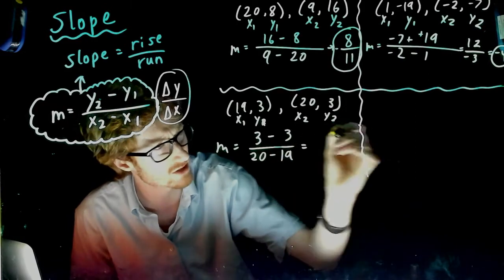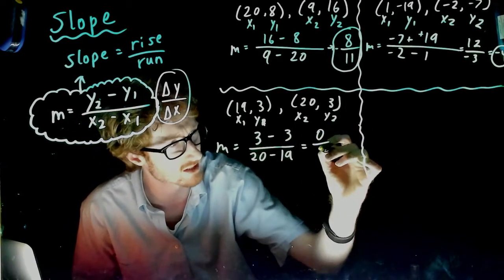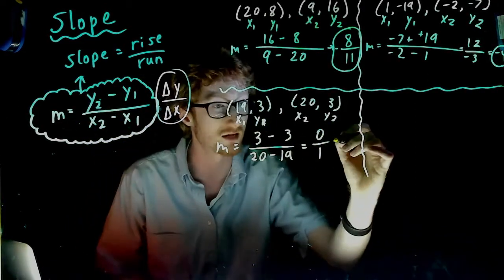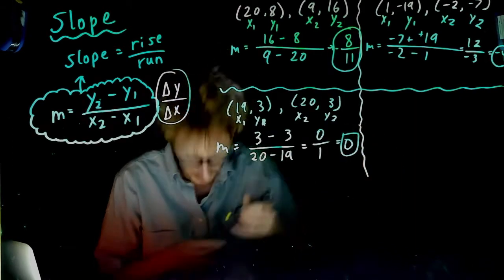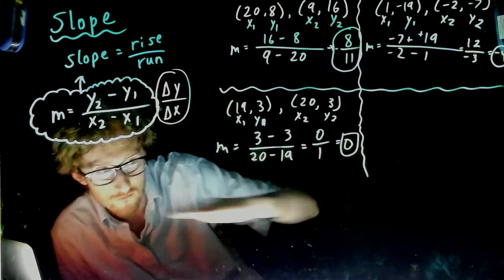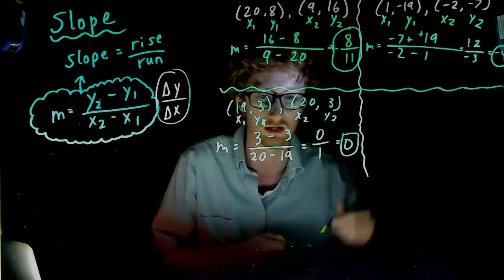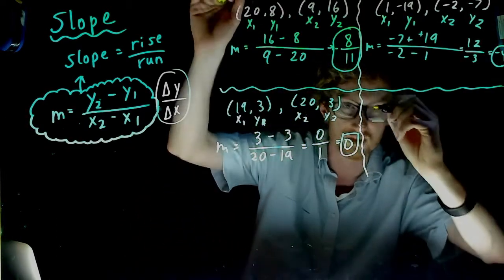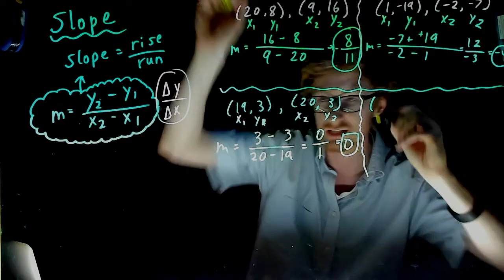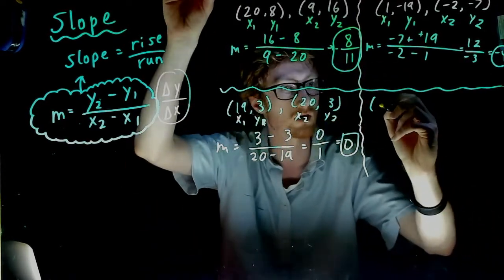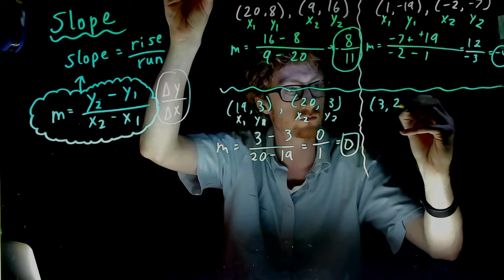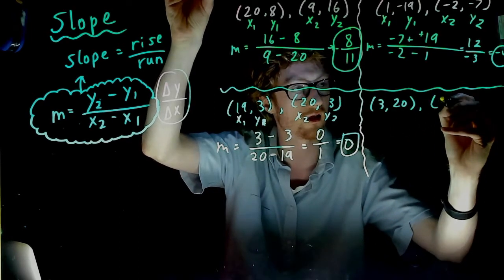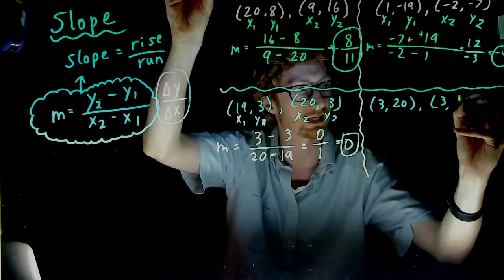Well, 3 minus 3 is 0, over 20 minus 19 is 1. 0 divided by anything is always 0. This has a 0 slope. So it's like that slope we talked about where it was just a flat line. That's what this one would look like, okay? Now, one more we're going to do. It's going to be kind of backwards of this one. Let's actually just flip it around. Let's do 3, 20, and then 3, 19.